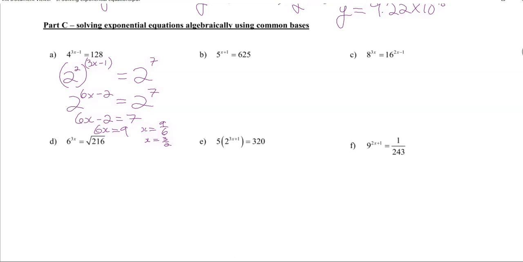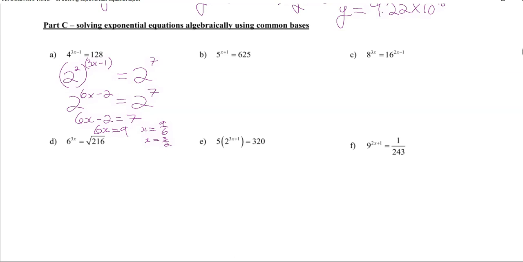So figure out what the common base is. Express everything as a power of that base. Simplify any of the expressions. Okay, it just goes back to the first day we did on the exponent laws and stuff. Simplify the expressions. When you have a 2 and then to some power, then what you do is you equate the powers. You equate the exponent. 6x minus 2 in this case is equal to 7. And then you just solve algebraically.